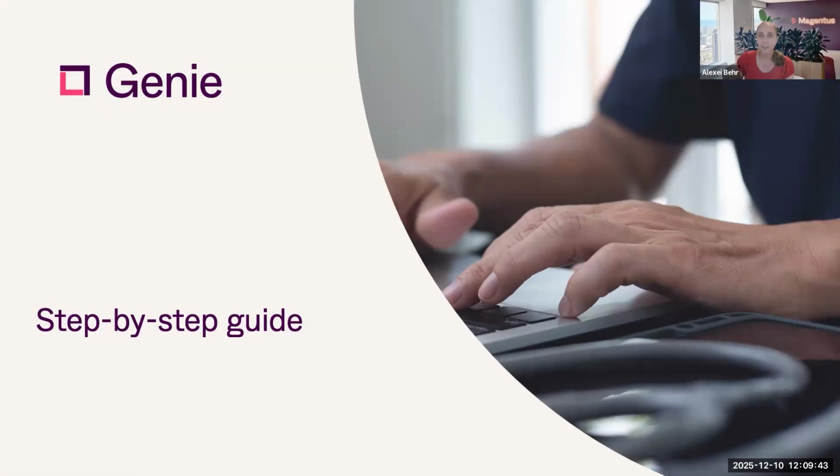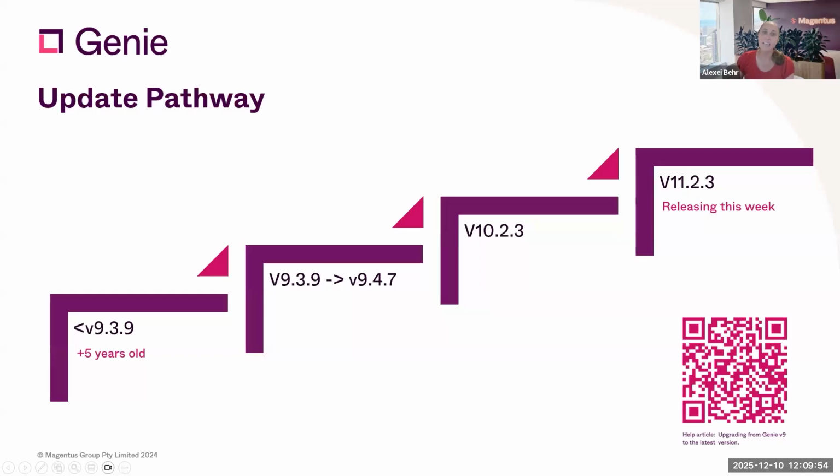So running an update can often feel very daunting, especially if you haven't done it before or it's been quite a few years. So the best way is to take it one step at a time. If you're on a version of Genie earlier than 10.2.3, you'll need 2 or more jumps to update to the latest version. You can see what version of Genie you're on in the top left-hand corner of your appointment book.